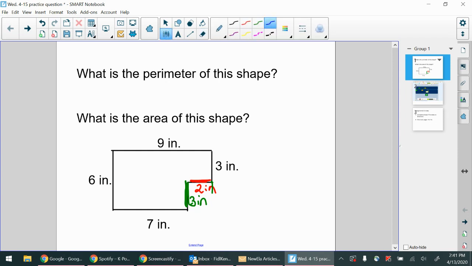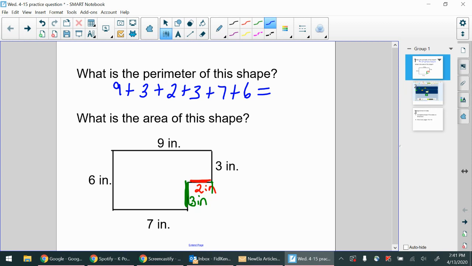To do that, remember, we're going to add up our lengths. I like to go around in a path, so I make sure I don't forget anything. So I'm going to add 9 plus 3 plus 2 plus 3 plus 7 plus 6. All right, and that's going to get me my perimeter.